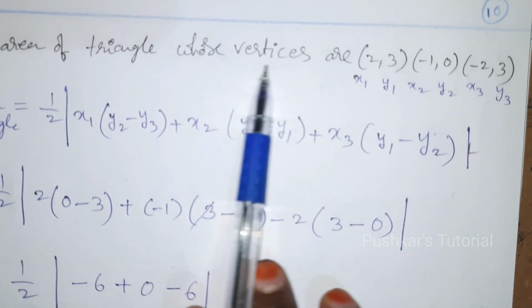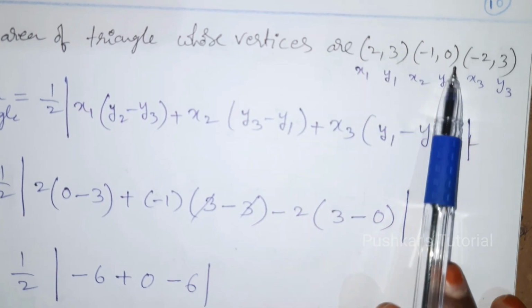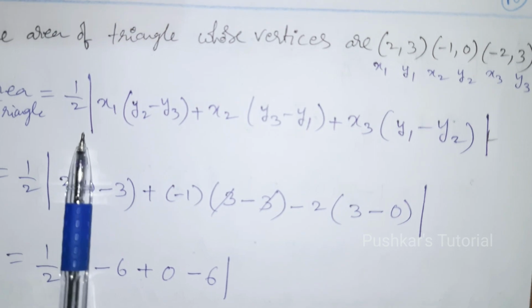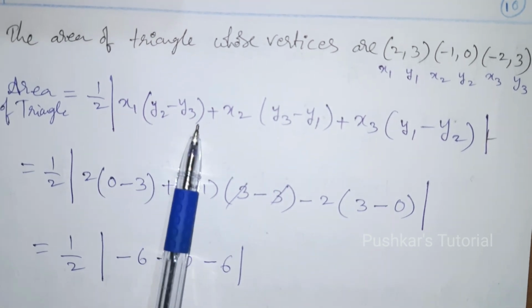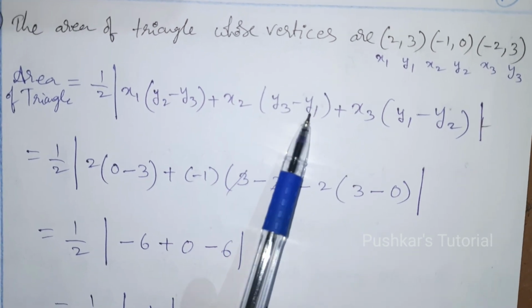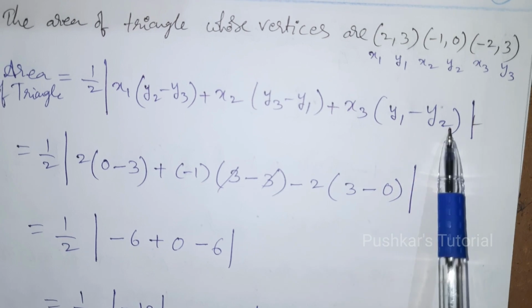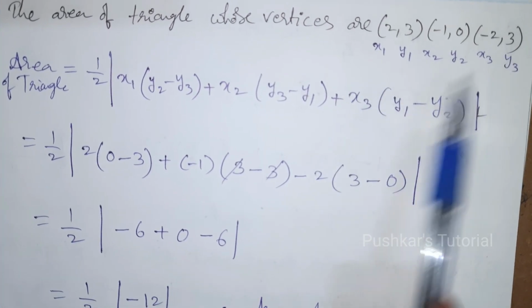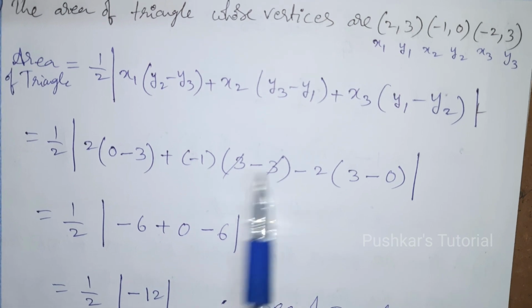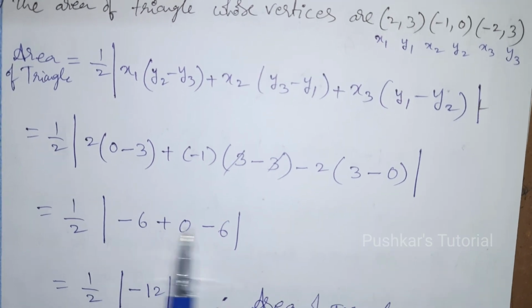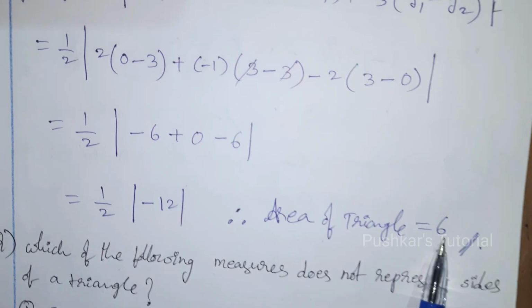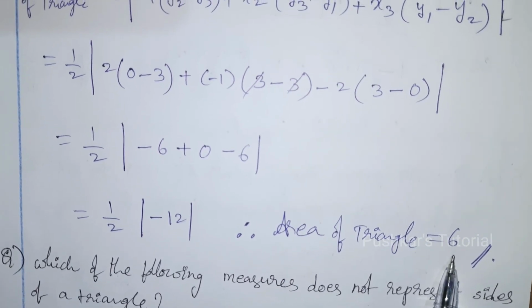The area of the triangle whose vertices are 2, 3, minus 1, 0, minus 2, 3. So area of triangle formula: half mod x1 (y2 minus y3) plus x2 (y3 minus y1) plus x3 (y1 minus y2). So half mod, substituting all the points, 3 cancel. So multiplication, minus 12 by 2 means minus 6. So area means the answer should be positive, na. So the final answer is 6.